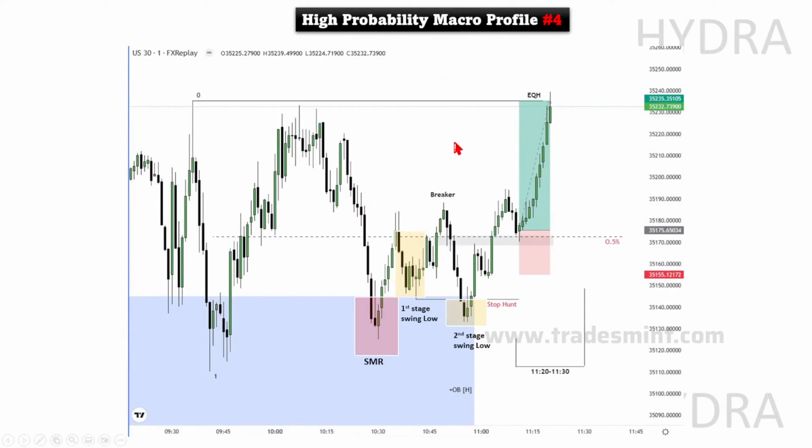Now this one also repeats. When it repeats, if you identify it like this, it's easy to trade, because price is opening its hand. You are outlining the SMR in hindsight, the first stage swing low in hindsight, and the second stage swing low in hindsight. Once price does the second stage swing low, you are waiting for price to reverse and go above these last up close candles, and that's where you are executing. Does it make sense?